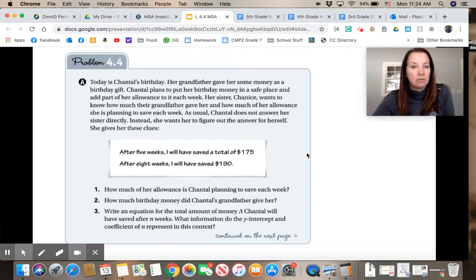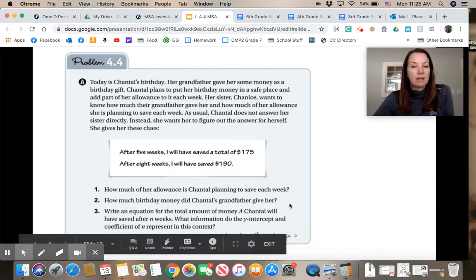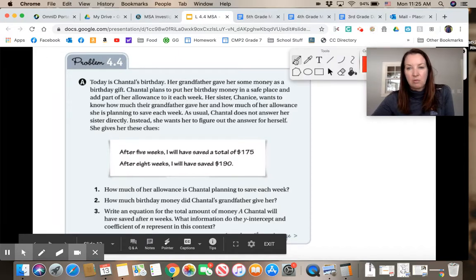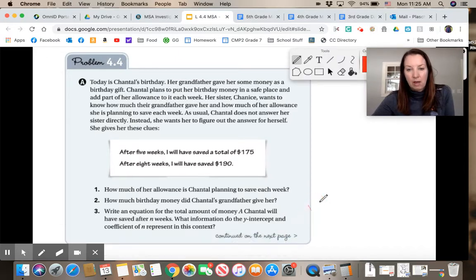She gives these clues. After 5 weeks, I will have saved a total of 175. After 8 weeks, I will have saved 190. How much of her allowance is she saving each week? How much birthday money did her grandfather give her? And then write an equation. So in the equation, again, they are going to want you to write it in y equals mx plus b.